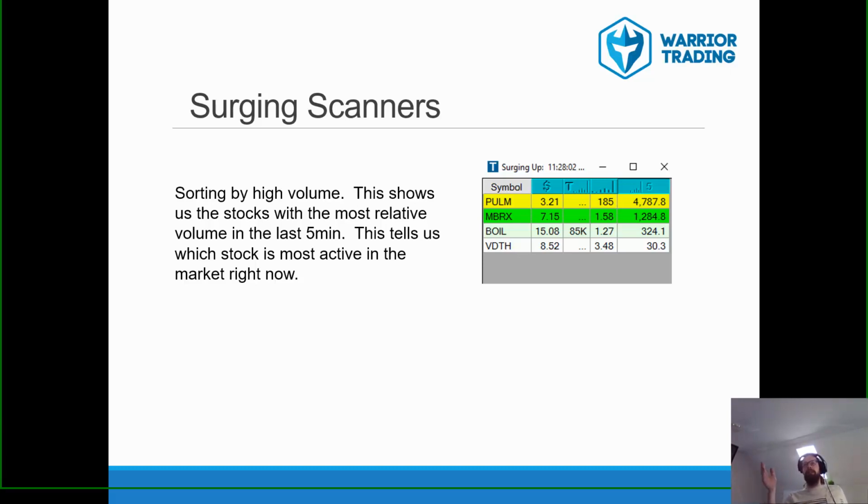So it's a great scanner just to help you keep your finger on the pulse of the market and where there's volume. You'll rarely see stocks like Apple or Facebook on this, even if they have a lot of volume, because their relative volume will rarely be 4,700 times higher than average. So that's why this is usually going to be giving you lower price stocks. It's a scanner that can help you see what's active in the market.